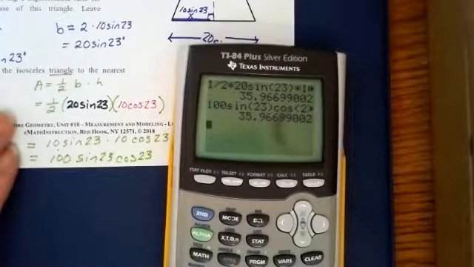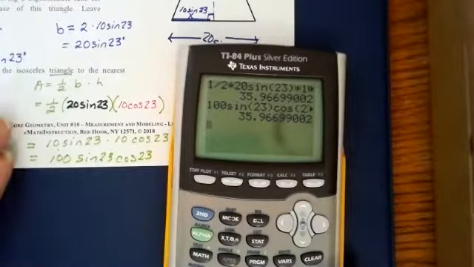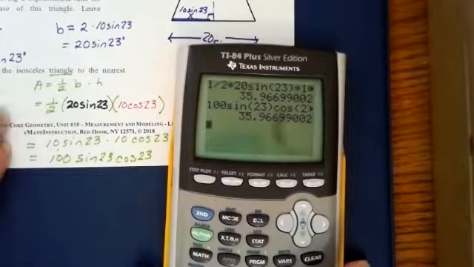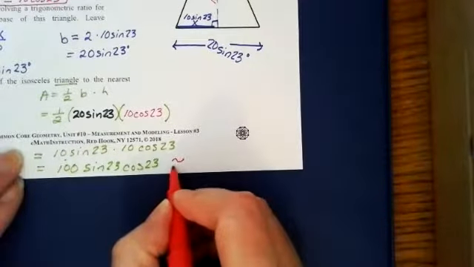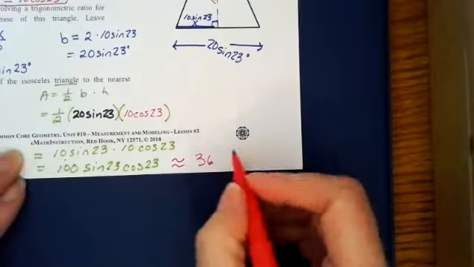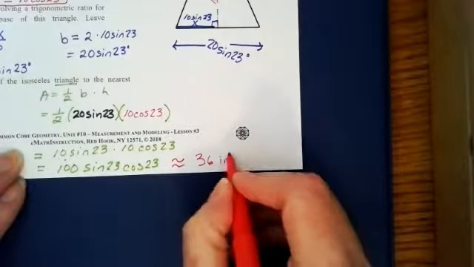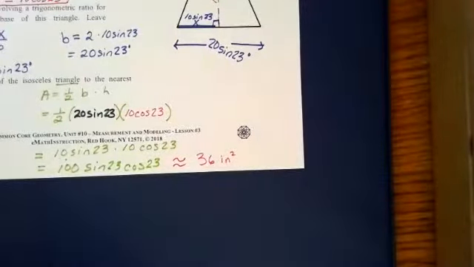So you make sure you know how to appropriately put that in the calculator. I know the parentheses can be tricky sometimes. Please take the minute and do this on your own in the calculator. Make sure you know how to do it. Our final answer on this one is approximately 36 square inches. 36 little squares, each an inch in dimension.